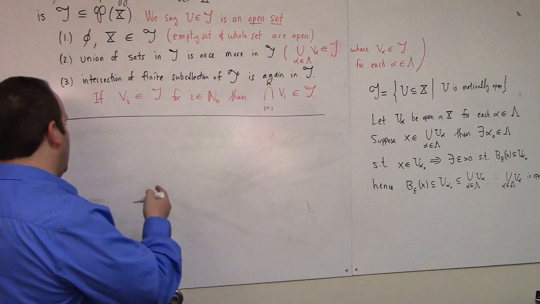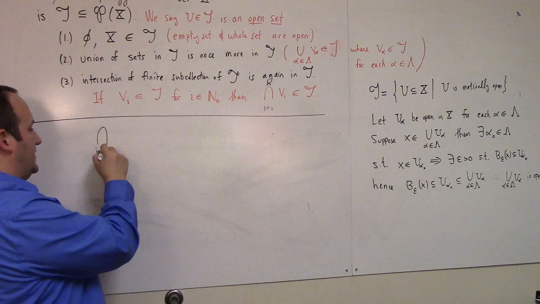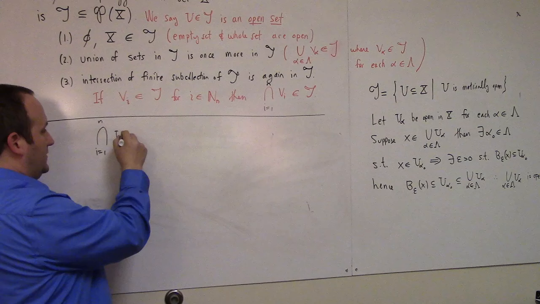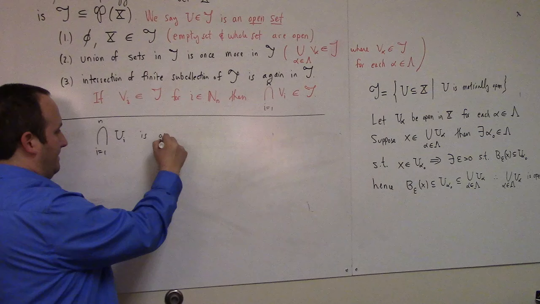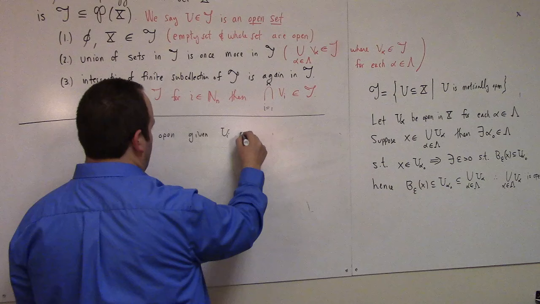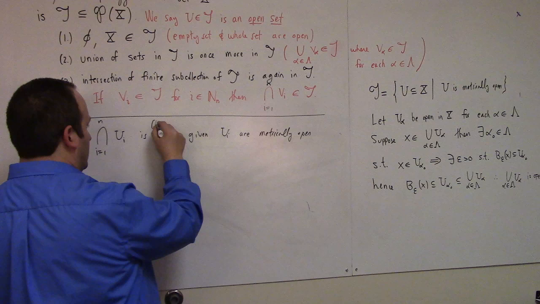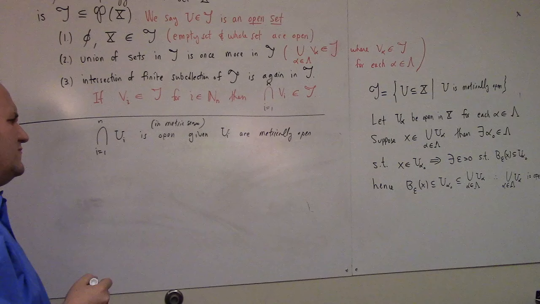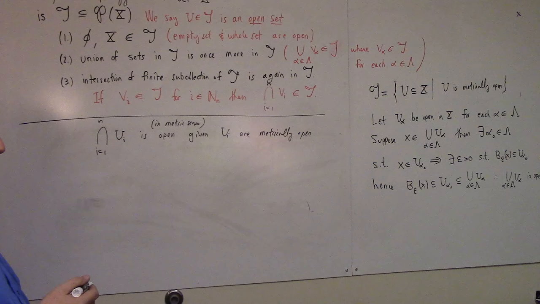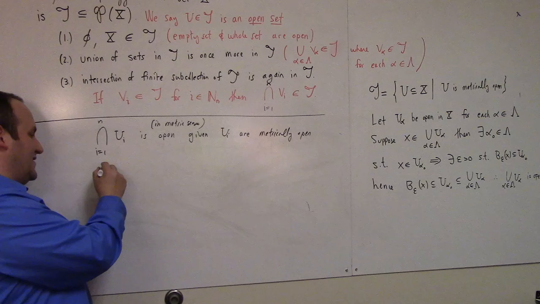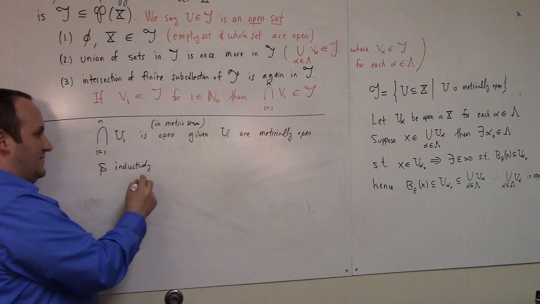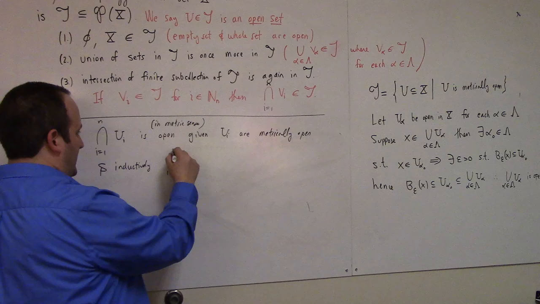I like your induction idea, so we're trying to show the intersection i equals 1 to n of, let's say, u sub i is open, given u sub i are metrically open. Right, and of course, open in the metric sense. Now, n equals 1, we're done. Okay, n equals 1, all right, fine, I see that. All right, so then you still want to say suppose inductively the intersection i equals 1 to n of u sub i.